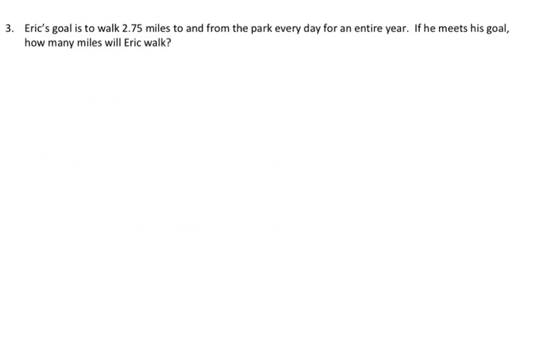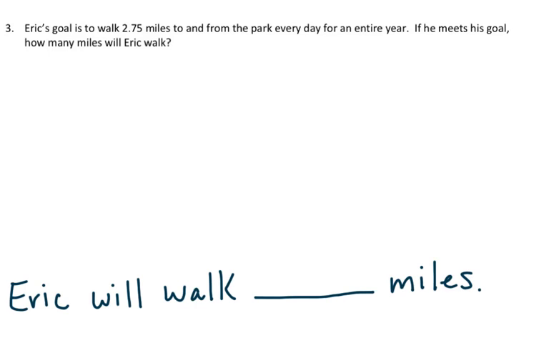The next problem that I'm going to do is from the homework, and it's question number 3, and the question reads, Eric's goal is to walk 2 and 75 hundredths of a mile to and from the park every day for an entire year. If he meets his goal, how many miles will Eric walk? So I'm going to start with my target sentence, and the target sentence reads, Eric will walk blank miles, so I know that my unit is miles.